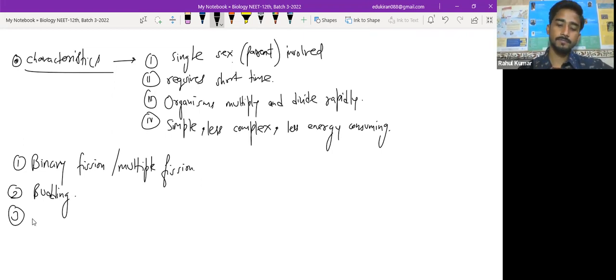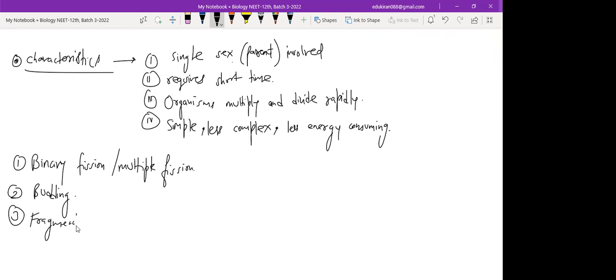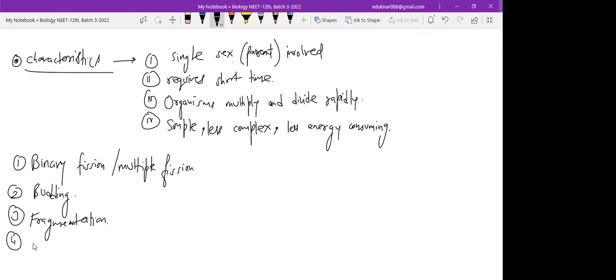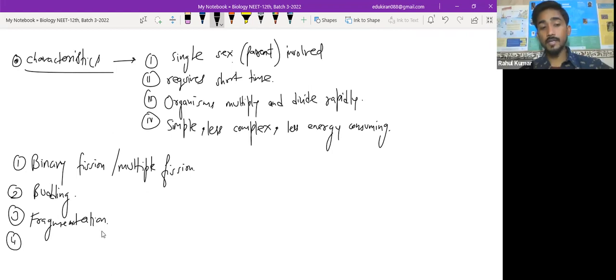Budding, binary fission, fragmentation, vegetative propagation. Yes. And there is one more thing called regeneration. I will take fragmentation and regeneration together. Yes, and vegetative propagation.